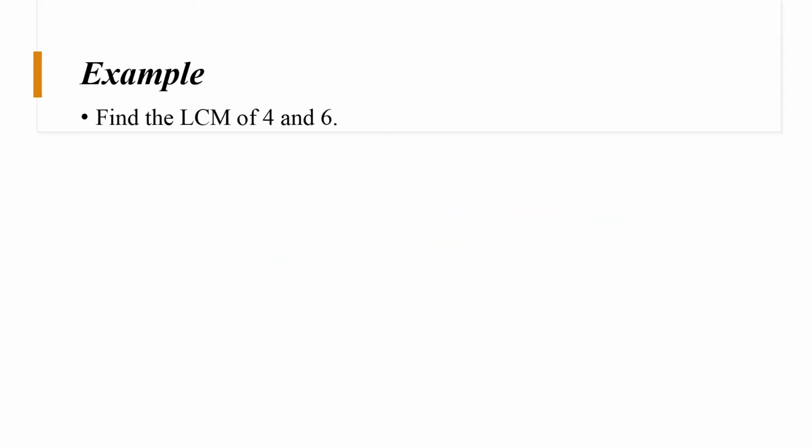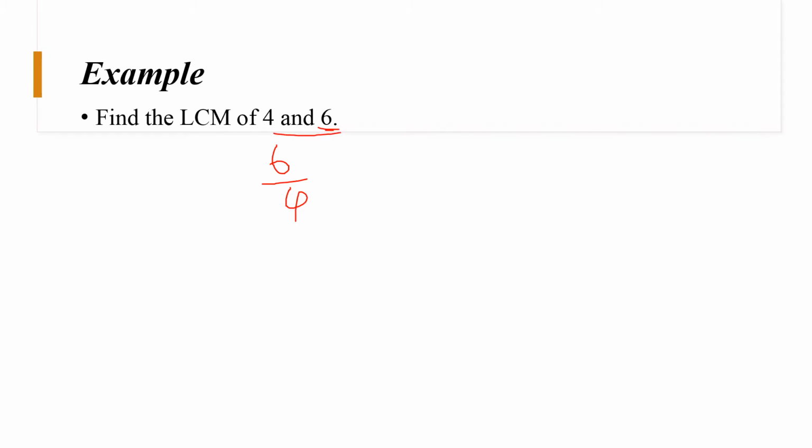Here they ask you to find the LCM of 4 and 6. For this problem, first you have to choose the highest number, that is 6. And in the next step, you have to check whether the largest number is divisible by the other number or not. Here the largest number is 6. So we have to divide this 6 by the other number, that is 4. 6 is not completely divisible by 4. So 6 is not the LCM of 4 and 6.